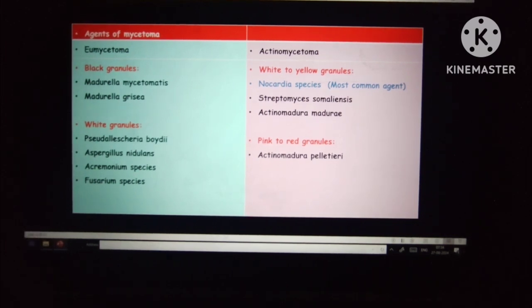Whereas in actinomycetoma, the white to yellow granules are Nocardia, the most common species, and Streptomyces and Actinomadura. So in this, just remember Nocardia. It is the most commonly asked question. And again, this is a specific question: pink to red granules are usually seen in Actinomadura pelletieri.